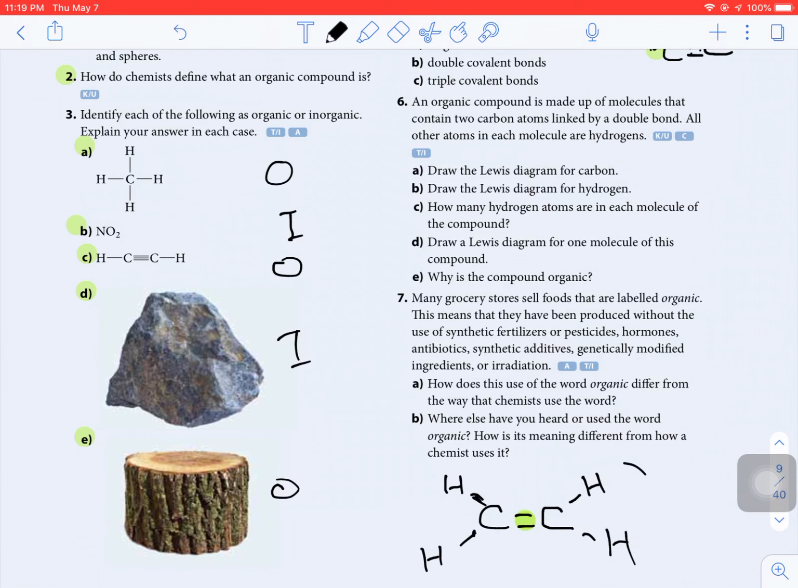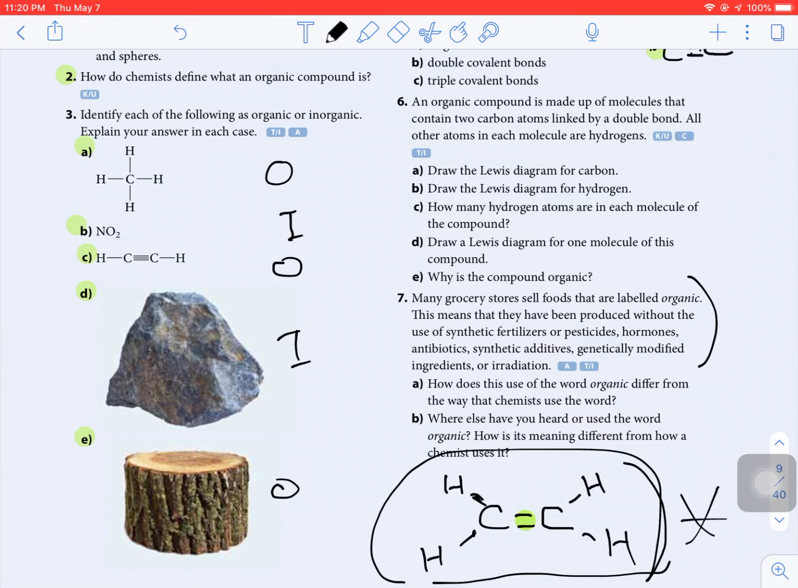This is specifically talking about a group of molecules that are based upon carbon with hydrogen. This is talking about a way of farming, right? Two totally different things. It says, what else have you learned about the word organic, and how is its meaning different from how a chemist might use it? Again, the chemists are talking about this class of molecules, where farmers are just talking about a way of growing their crops. Okay, so let's move on.